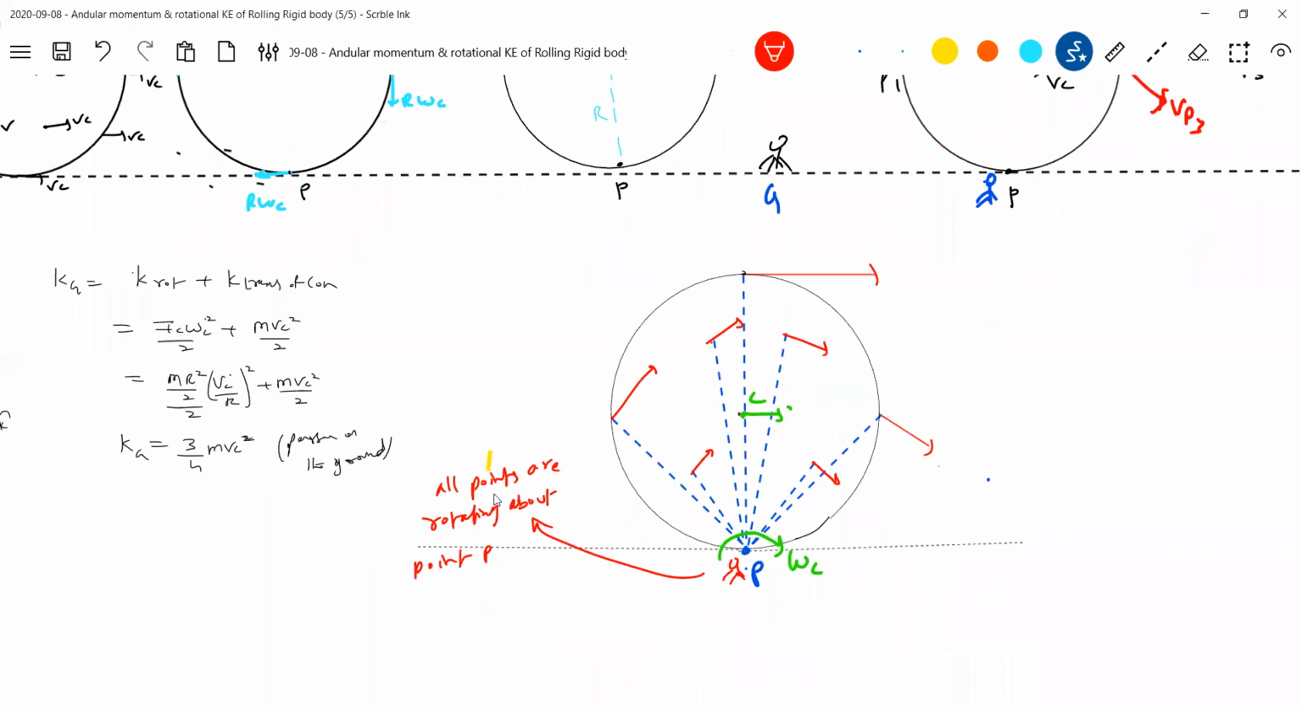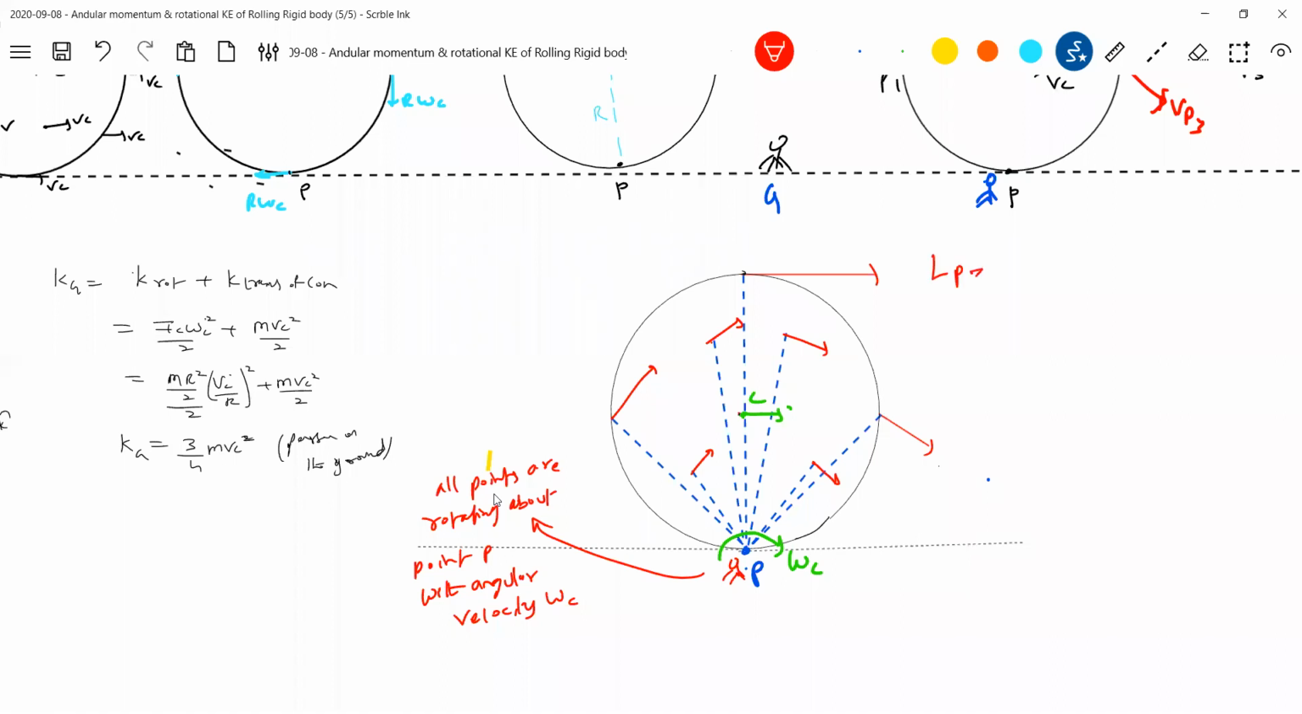All points are rotating about point P with angular velocity omega c. Rotating is telling, not any other motion. That same omega c. Now you can ask me a question, sir, on what basis you are saying that with the same angular velocity they rotate? For that I think I should give proof. So I will find out the kinetic energy of this one. First angular momentum, let me find out.